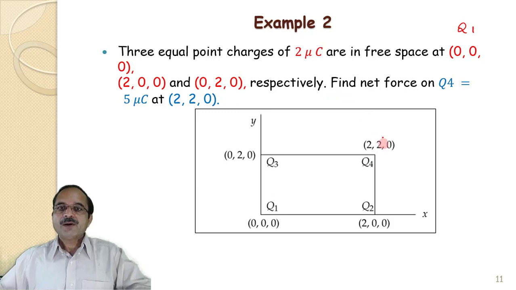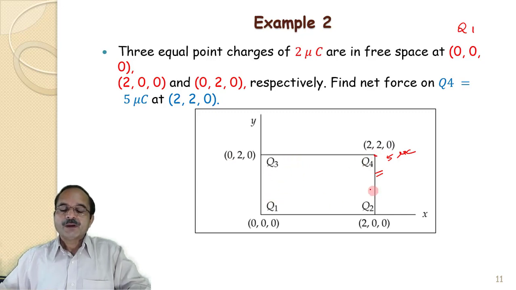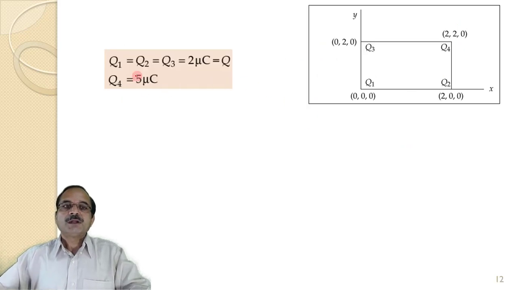So we want to find out the net force on charge q4, this charge of 5 microcoulomb here. So we will find out the force on q4 because of all the three. This is just an example of application of superposition theorem. All the three charges q1, q2, q3 are equal, 2 microcoulomb.